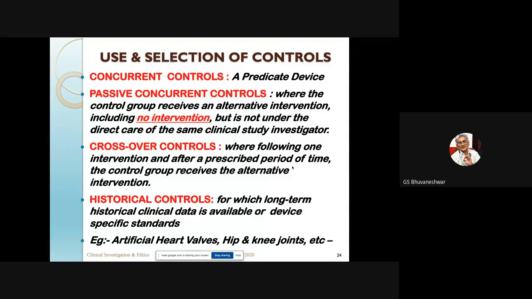Many of the established implants, we do historical controls because we already have a large amount of data on existing predicate devices. You could have standards also for these devices. And then what you do is you compare the performance of your new device with the existing historical data, thereby reducing the number of patients who are exposed to risk in the clinical study. So existing established products like heart valves, hip joints, knee joints, you can manage with historical controls, unless you're having a very novel new product, then you will definitely need some sort of a control.